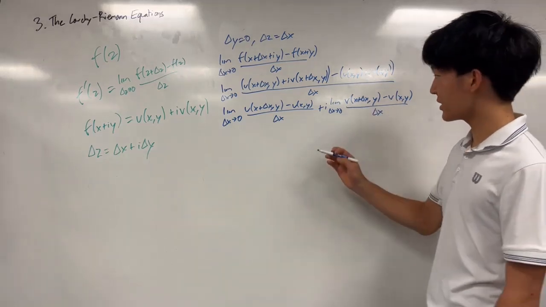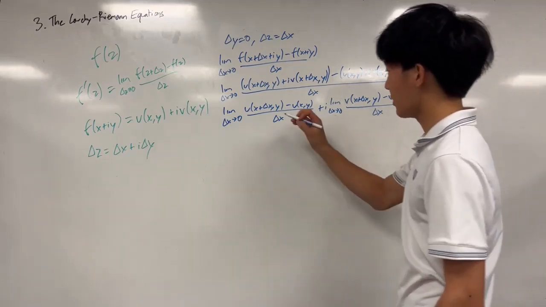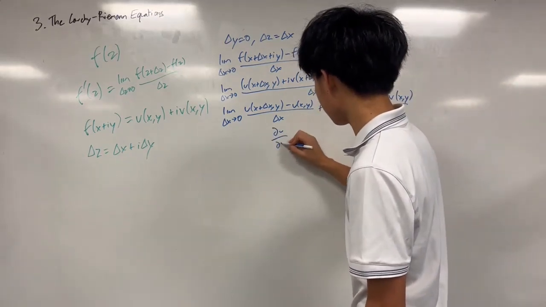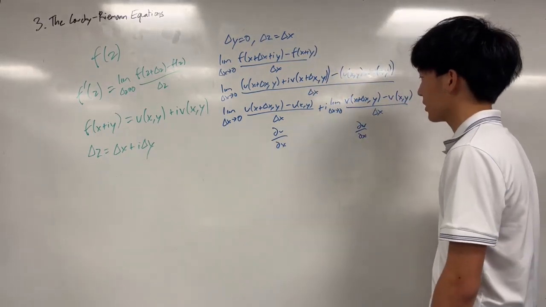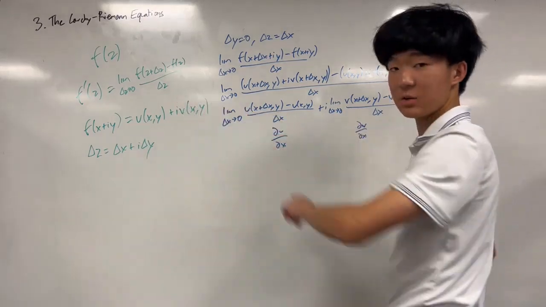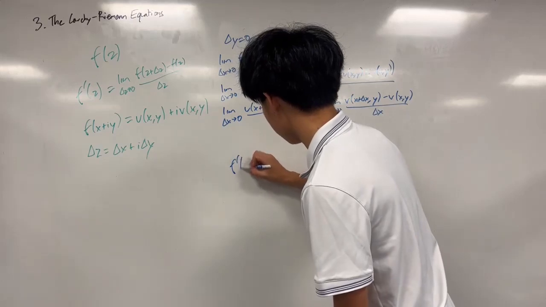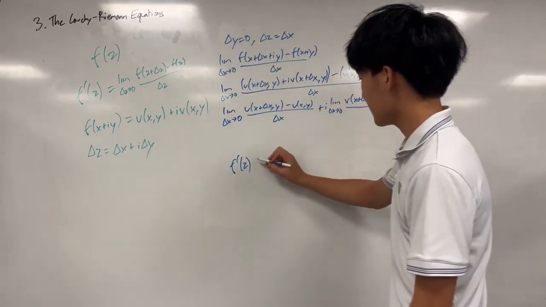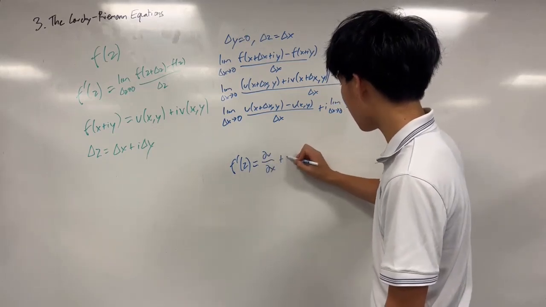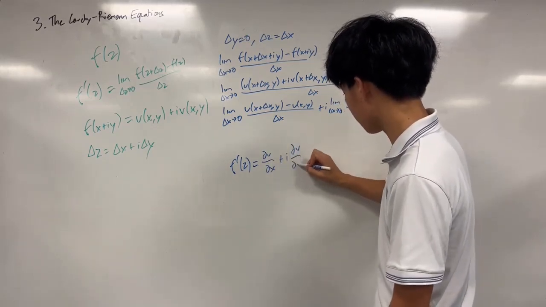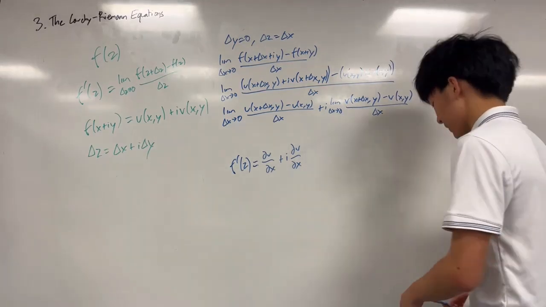And so, you'll notice that these are what we defined as partial derivatives in the previous section. Specifically, this is del u del x, and this is del v del x. Because we said this was f prime of z, we have that f prime of z, from the horizontal direction, is equal to del u del x plus i times del v del x. So now let's try it from the vertical direction and see if we get something different.